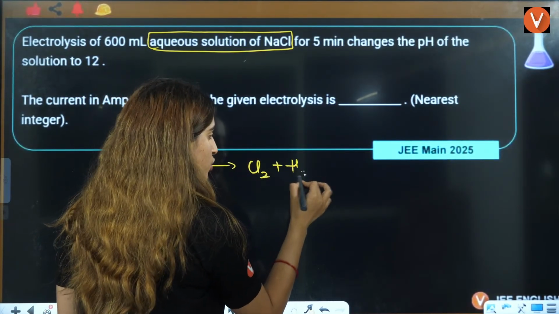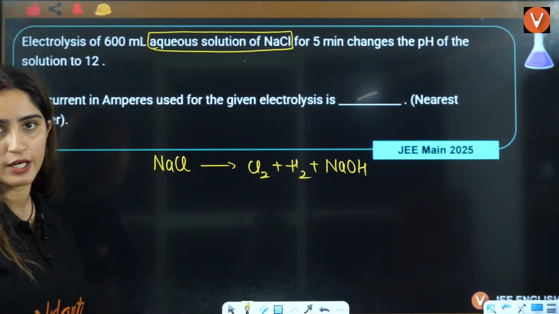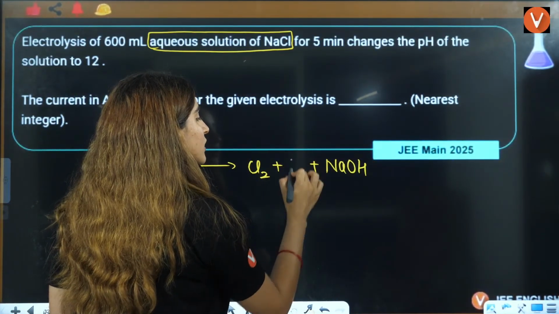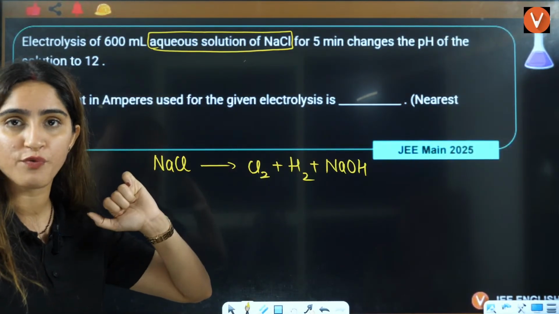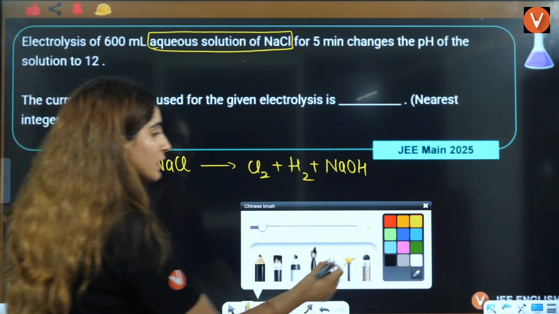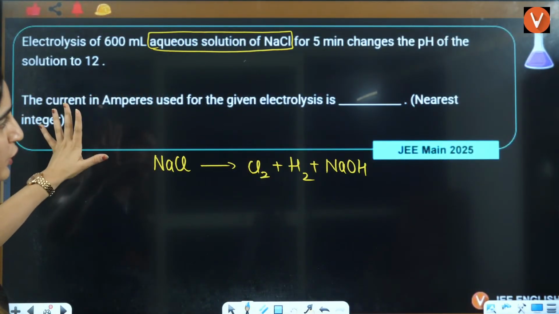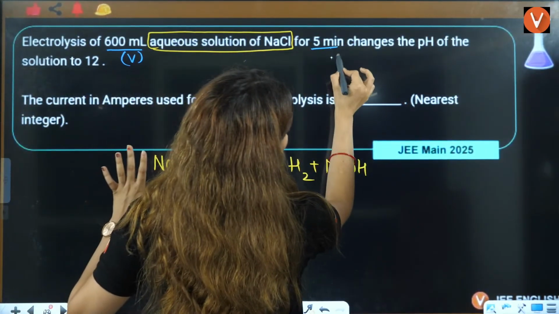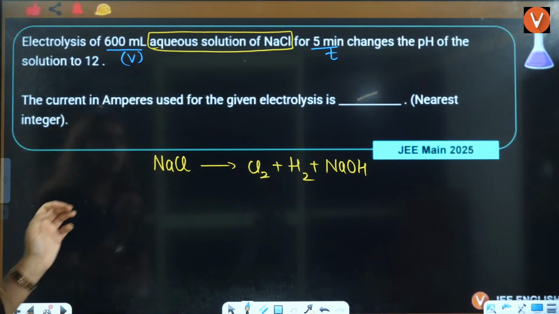We have H2, and we have NaOH that is left behind, so that forms NaOH. So in the products of electrolysis, we have seen that Cl2 is formed at the anode and H2 is formed at the cathode. We have seen that, right? Now they are saying that volume is given to you, time is given to you. Okay, volume is given, time is given, pH of the solution changes to 12.